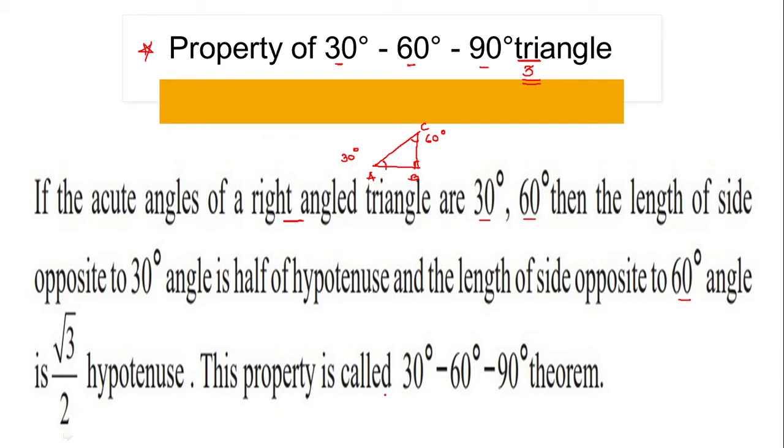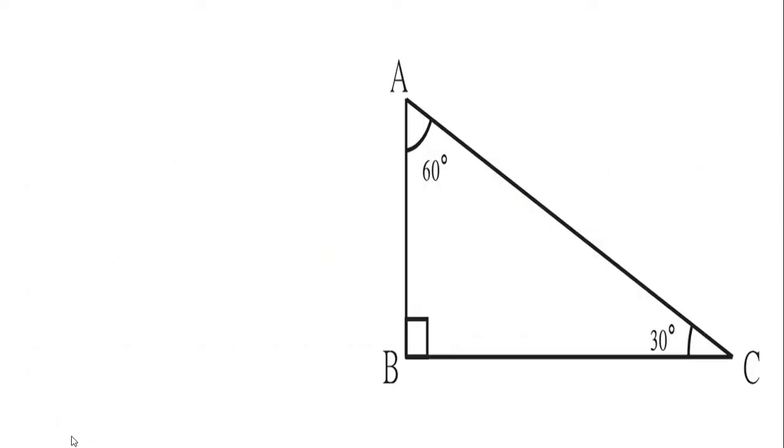This property is called the 30, 60, 90 degree theorem. Like I said, this is a special type of triangle which has angles of 30, 60, 90, and we can estimate the sides. If you know the hypotenuse, then you can find the values of the sides which are opposite to 30 or 60. Now let's see this property with the help of an equation.